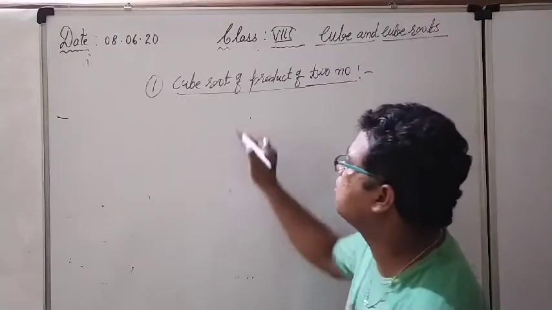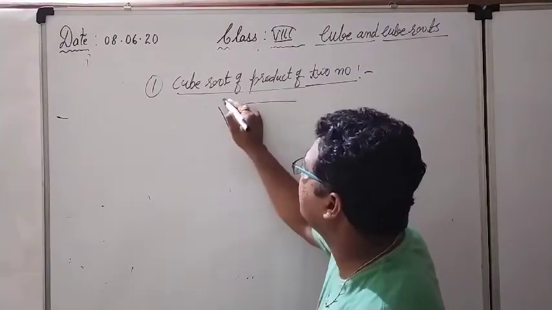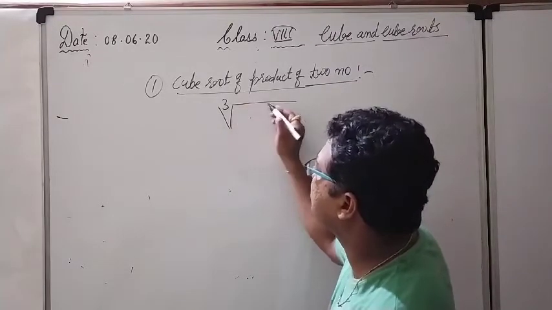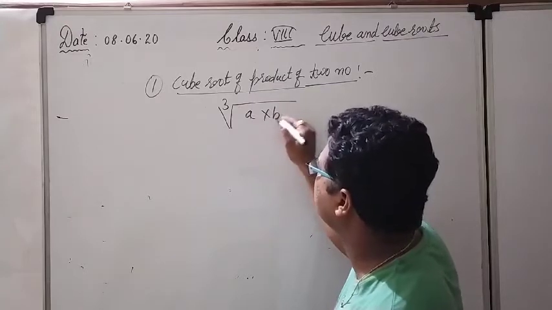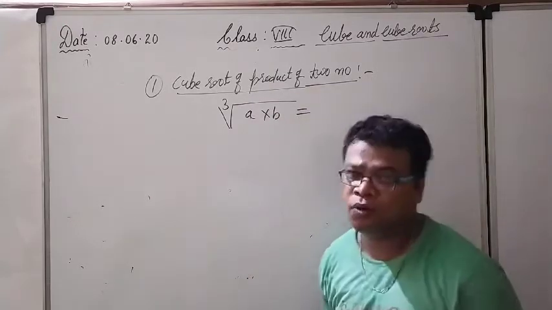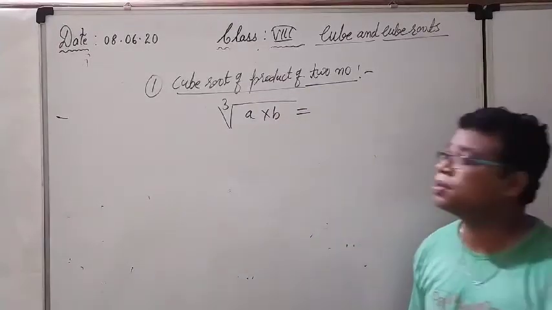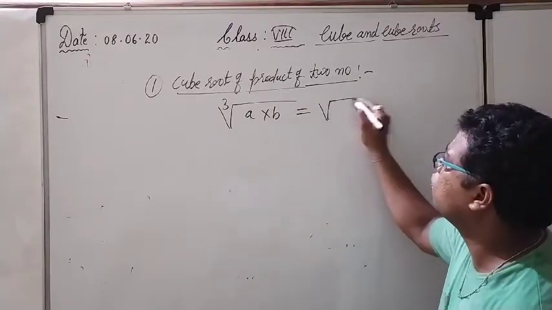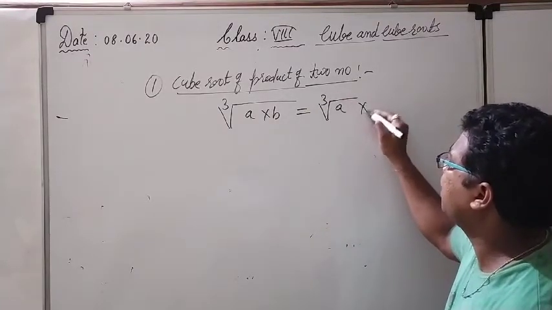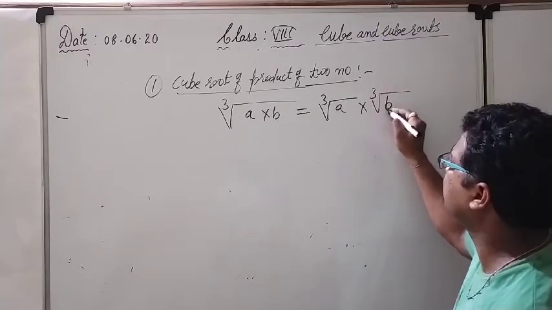If we want to find out the cube root of the product of two numbers, meaning this is the case. We have to find out the cube root. So this is the sign of the cube root, and a into b. Actually we want to find out the cube root of the product of two numbers. So it is directly equal to cube root of a multiply by cube root of b.